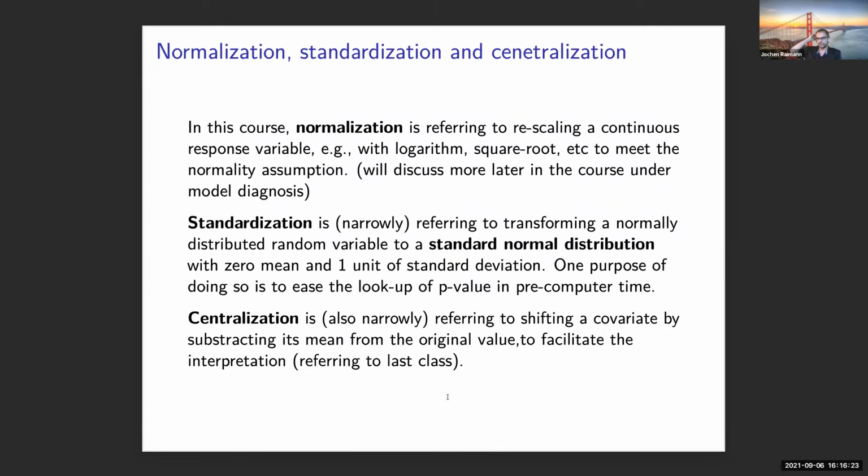So normalization is referring to rescaling, rescaling of a continuous response variable. This can be done with a logarithm or a square root. And you're doing that with the intention to meet the normality assumption. This will not always be the case. As you remember, we have a random variable that acts as a response variable, the dependent variable. We have to have a normal distribution assumption for it, not for the covariates.